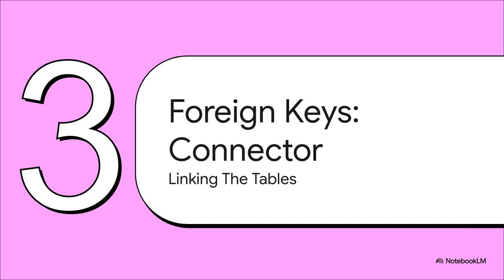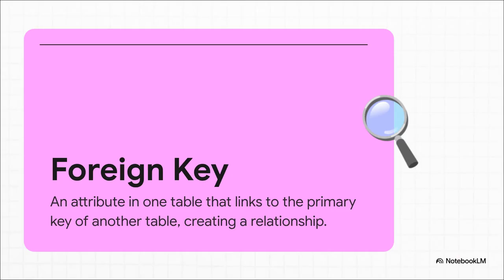Okay, so we've got these perfect, separate tables for customers and books. But wait a minute, how do we connect them? How do we know which customer placed which order? Well, that's where our next concept comes into play. This is the job of the foreign key. It's basically a bridge or a pointer. It's just a column in one table that contains a value from the primary key column of another table. And that's what creates the link, the relationship between them.